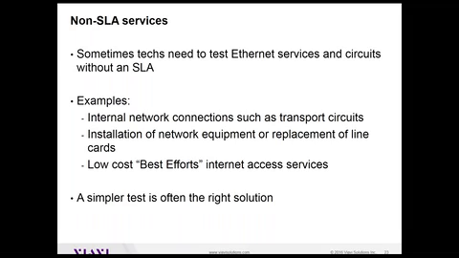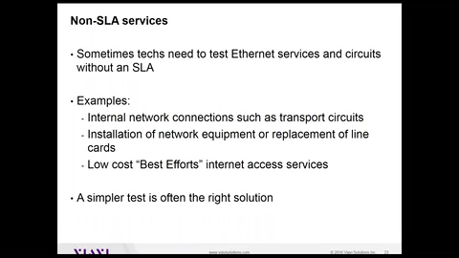So some examples of that would be internal network connections, such as transport network circuits, which could potentially be running up to 100 gig as an example. Installation of network equipment or replacement of line cards, scenarios where you might want to be able to just test through the one particular node, one line card to the other line card, to make sure that things are working the way that you're expecting them to be working.